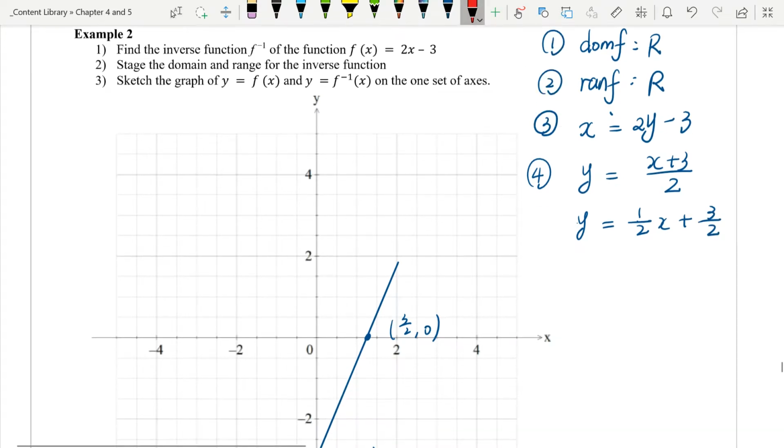And make sure you remember, when you write your final answer, that it should be f inverse of x, not y. That indicates f inverse. They ask you to find the rule for f inverse, so your answer must be f inverse.